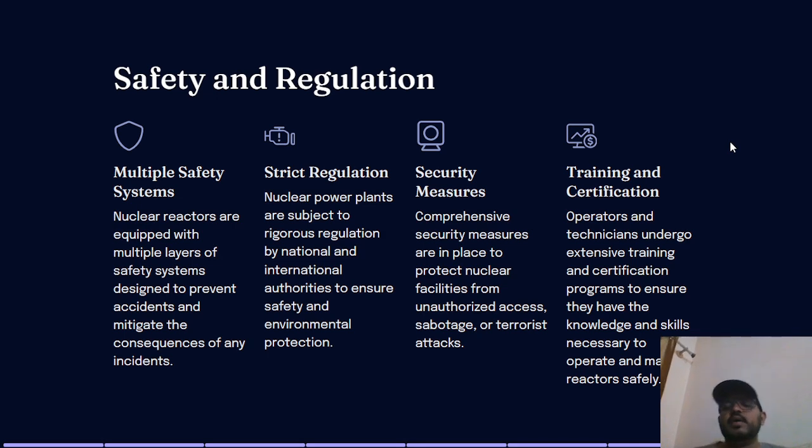Training and certification. It is important because nuclear reactor components need highly skilled labor. So to operate them, technicians undergo extensive training and certification programs to ensure they have the knowledge and skills necessary to operate and maintain the reactor safely.